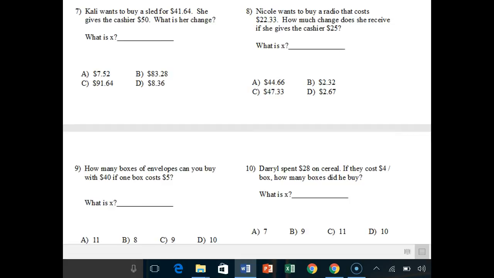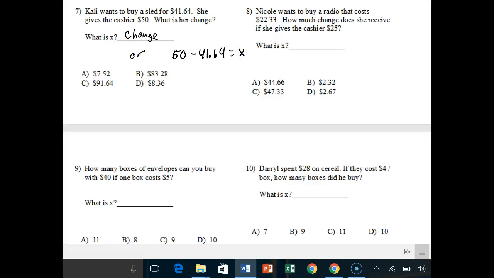Number 7. Callie wants to buy a sled for $46.64. She gives the cashier 50. What is her change? So what's x? The x is what's her change, right? Basically, we could set this up as giving the cashier $50 minus 46.64. We could do this a different way. We could set it up 50 minus 46.64 is equal to x. That's probably the easiest way to set it up.